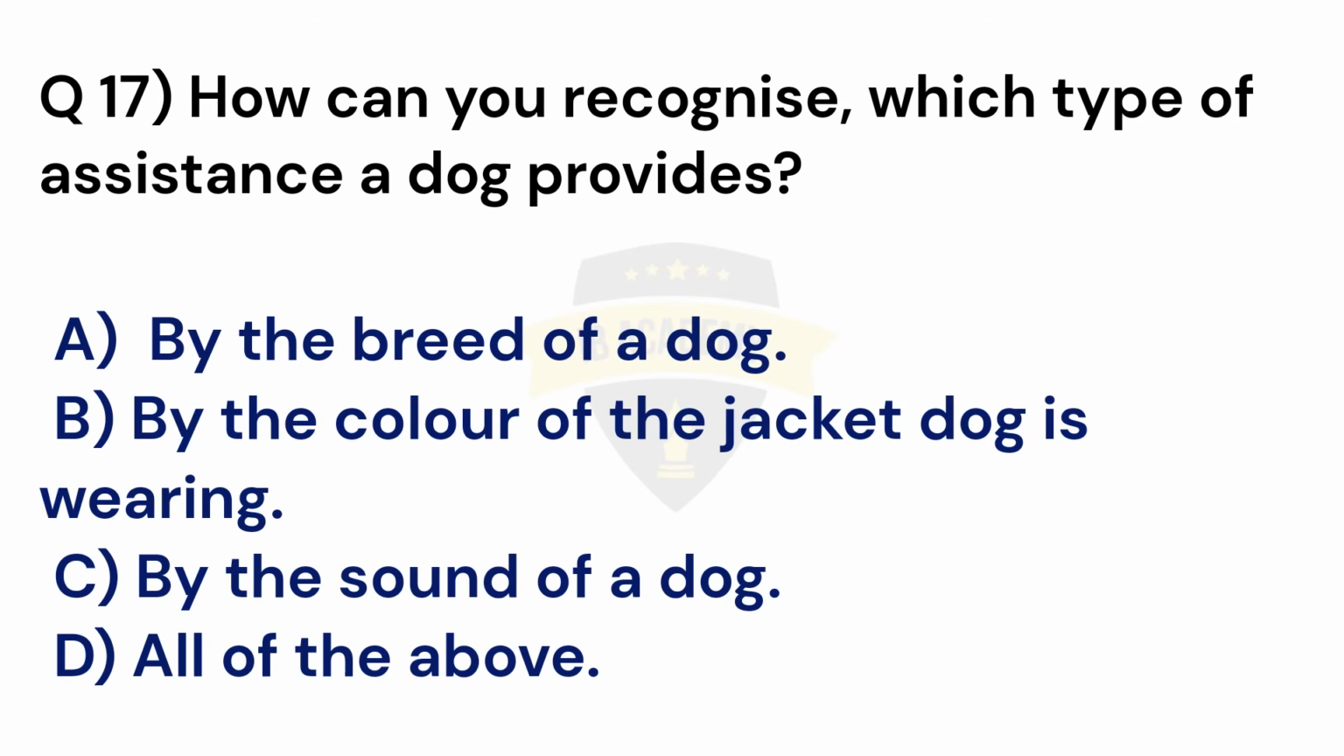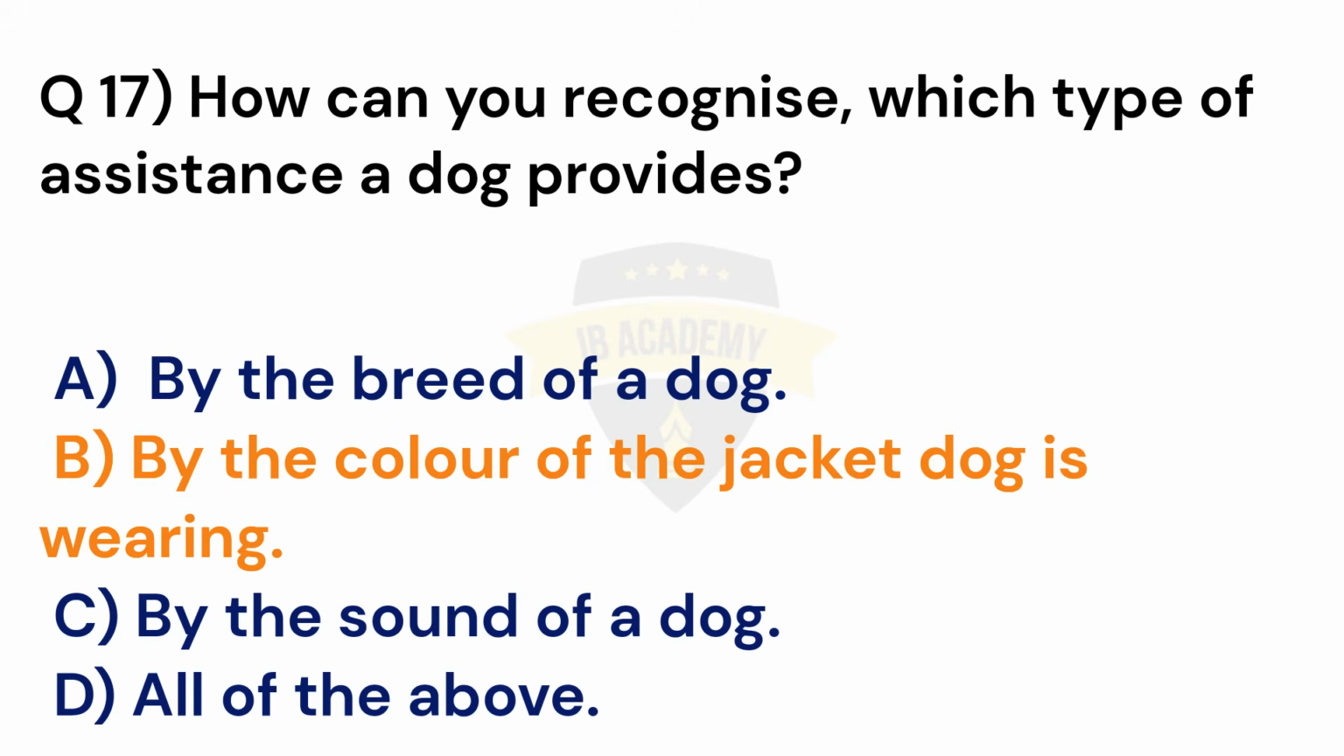Question 17. How can you recognize which type of assistance a dog provides? Option A. By the breed of a dog. Option B. By the color of the jacket dog is wearing. Option C. By the sound of a dog. Option D. All of the above. The correct answer is option B. You can sometimes see what type of assistance a dog provides by looking at the color of the jacket it is wearing. Remember, though, that an assistance dog may not always wear a jacket.